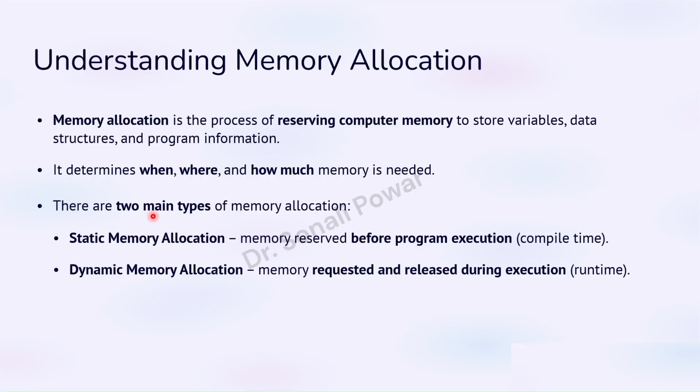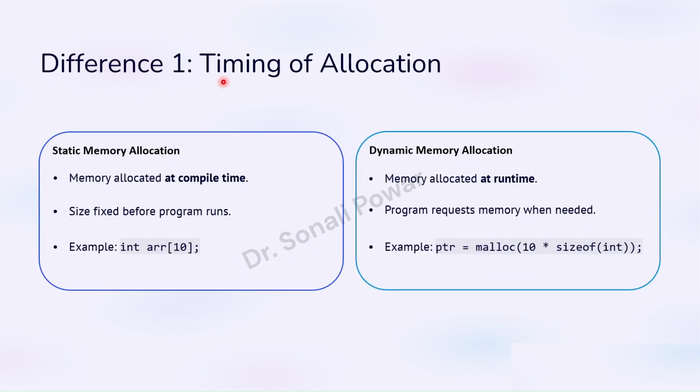So there are two types of memory allocation. First one is static memory allocation and second one is dynamic memory allocation. Now we will see the difference between these two memory allocations one by one. Difference 1 is based upon the timing of the allocation. In case of static allocation, memory is allocated at compile time, means before starting the execution of the program.